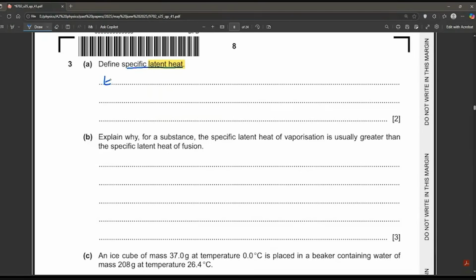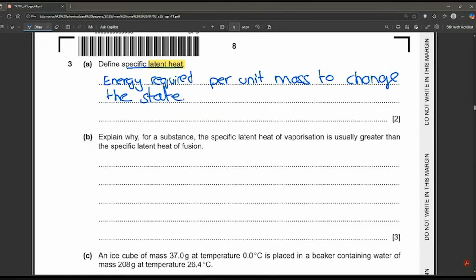Energy required or supplied per unit mass to change the state of matter at constant temperature. Easiest possible thing. Let's move ahead.